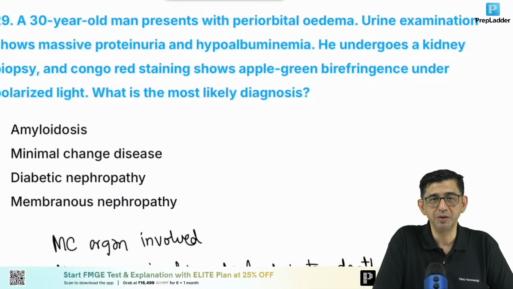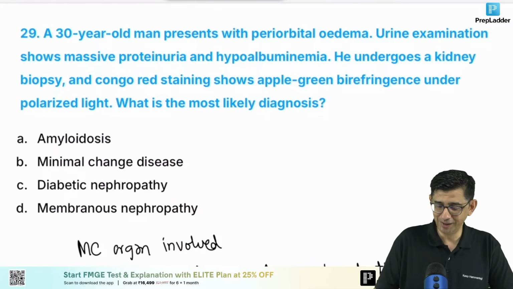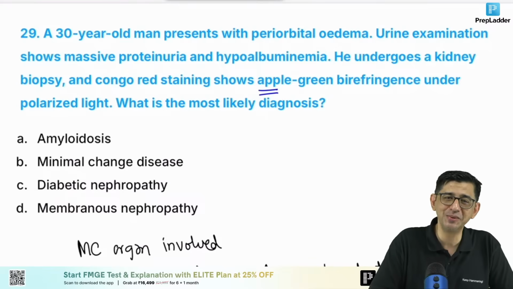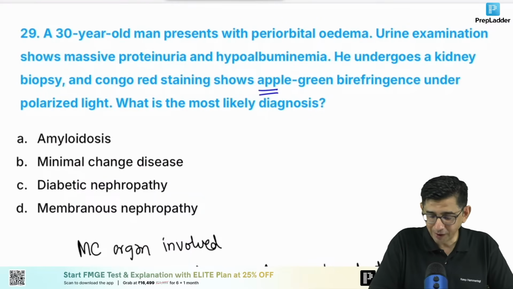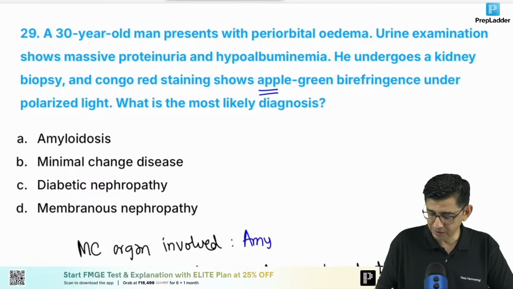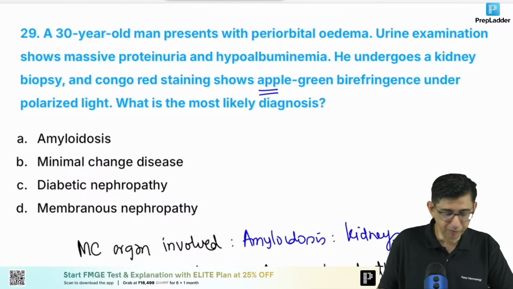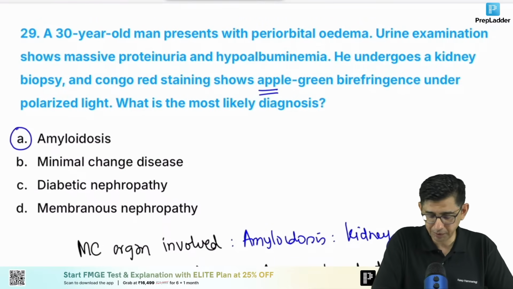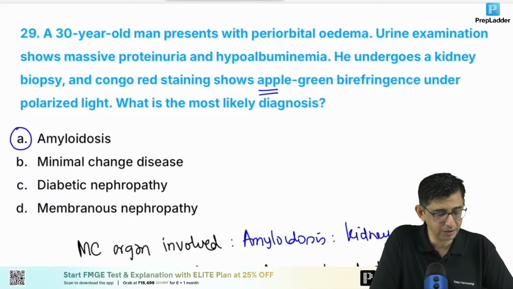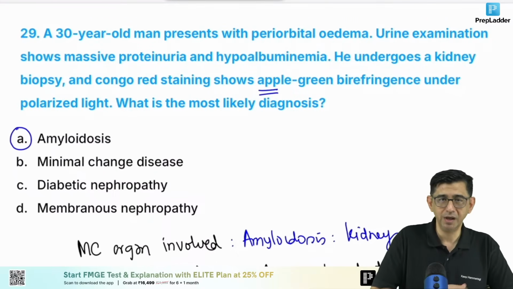Now we come to the favorite question of yours, which everybody would love to answer. Congo red staining showing an apple green birefringence. The moment I say apple green birefringence, everything else goes into retrospective. Periorbital edema, massive proteinuria, and hypoalbuminemia. The most common organ involved in amyloidosis happens to be the kidney, and it causes a nephrotic range proteinuria. So the most likely diagnosis in this case is very well sorted. The answer is option number A. And I think I did not even have to explain this question. The moment you read kidney biopsy showing an apple green birefringence under polarized light, you knew the answer to this question. So I have another one for you.